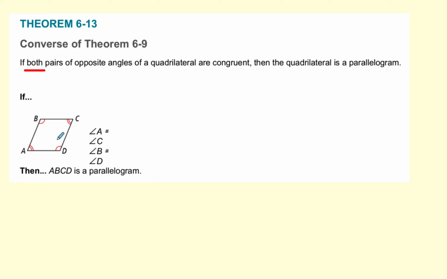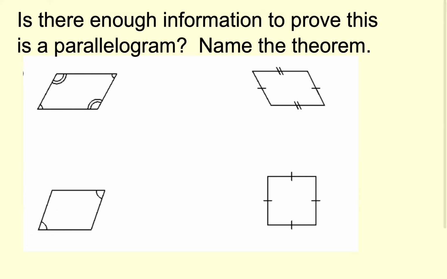So if you see this picture, if you see opposite angles congruent like this, then you're going to be able to say it's a parallelogram, because that's going to ensure that we have parallel lines. Let's look to see if we have enough information to prove that this quad is a parallelogram. And for the first one, I'm going to say yes.